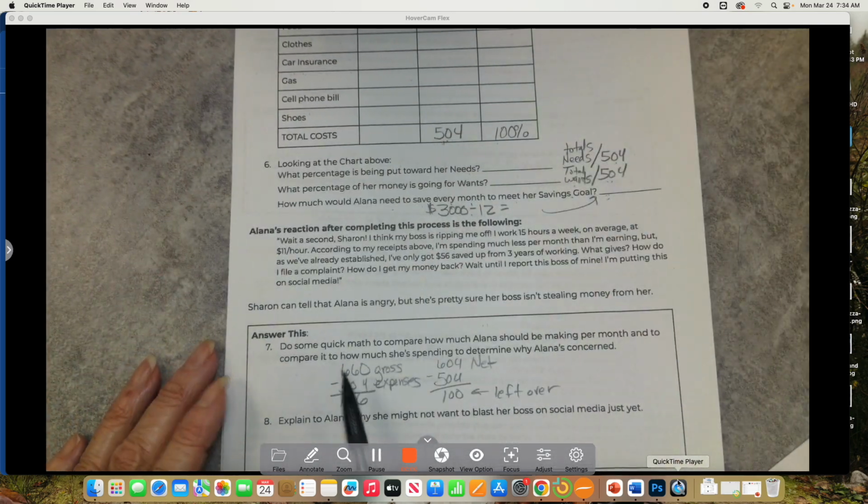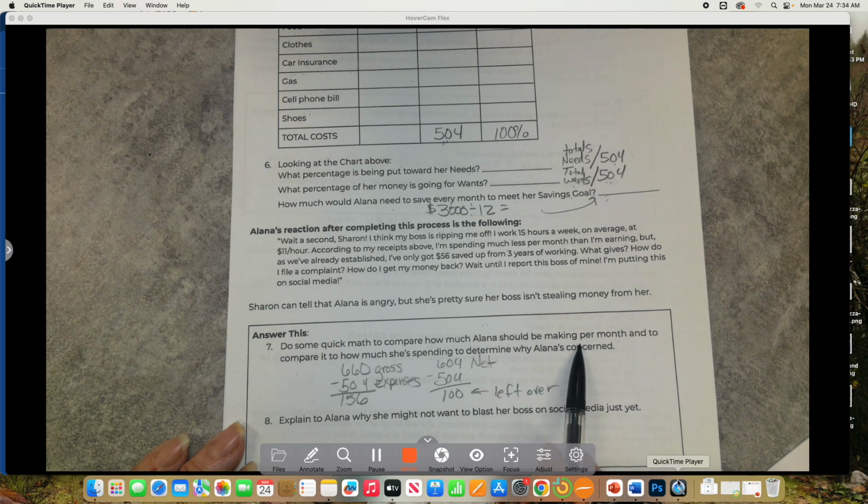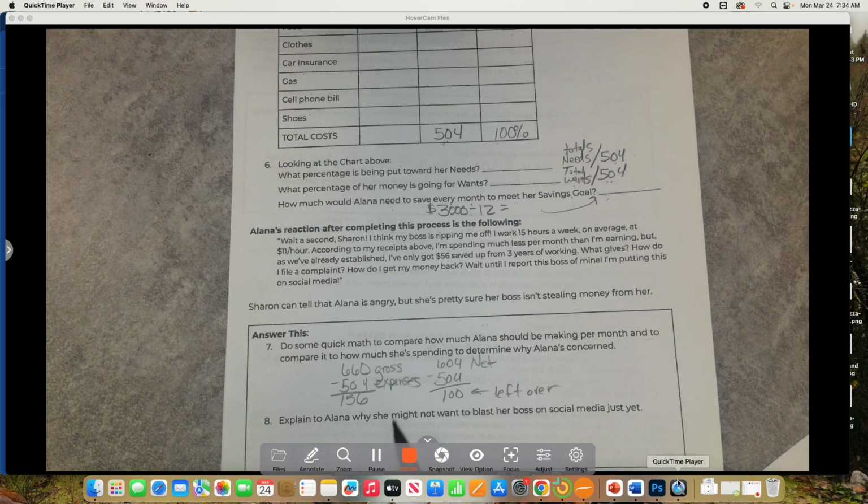The next section. Do some quick math to compare how much Alana should be making per month compared to how much she's spending. So if you look at her gross, it looks like she has an extra $156, but this does not take into account taxes. And Alana has to take into account that she does pay taxes. So her actual leftover is going to be $100. So number 8 says, explain to Alana why she might not want to blast her boss on social media just yet, because she's trying to figure out why she's not saving money. Well, we only did this for a month, so you might want to put that down here. And she also didn't take into account taxes.